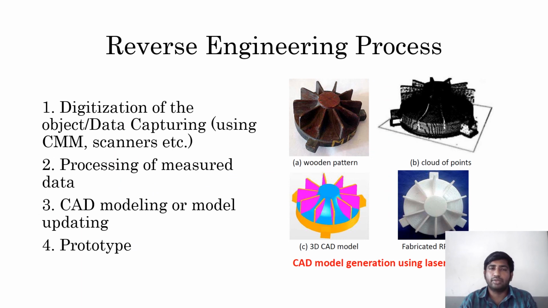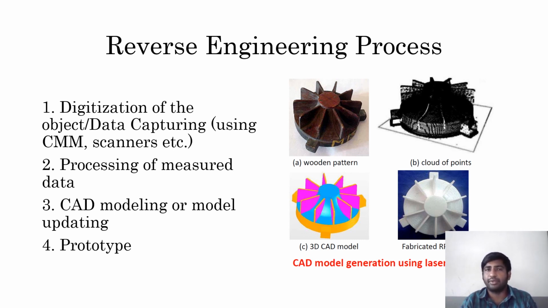Let's move on to the reverse engineering process. It has four steps. First of all, digitalization of the object, which is data capturing using a CMM or scanner. A lot of times I have already told that we have to scan the data. This wooden part is the pattern, or the original part. The original part will be recreated by using a three-dimensional scanner.